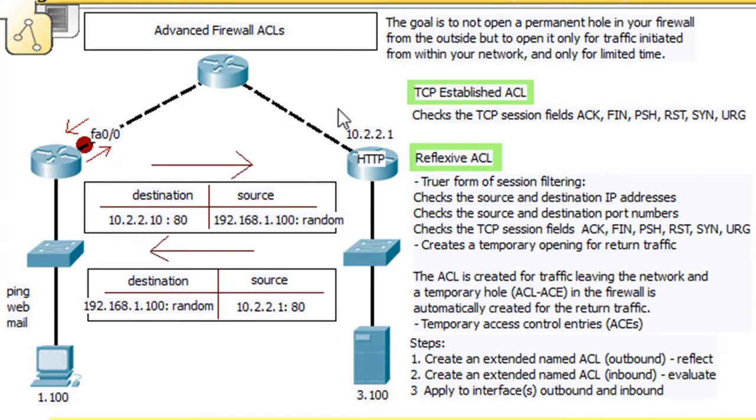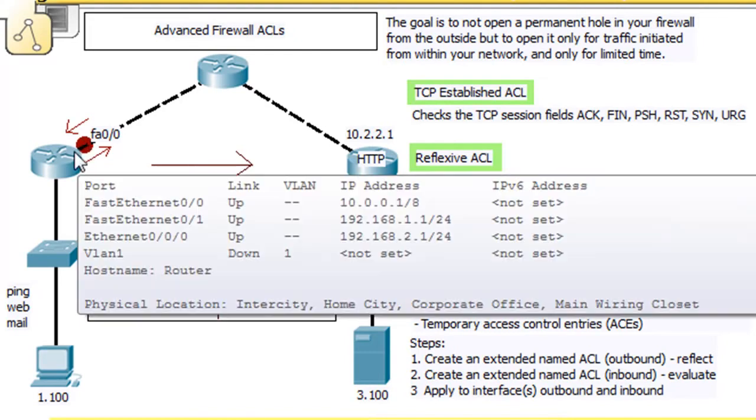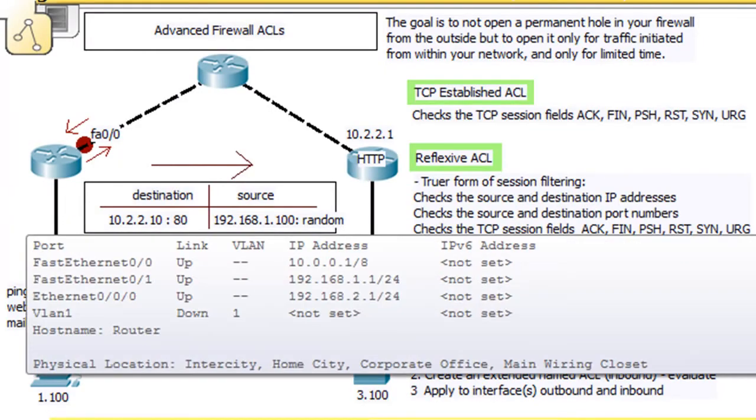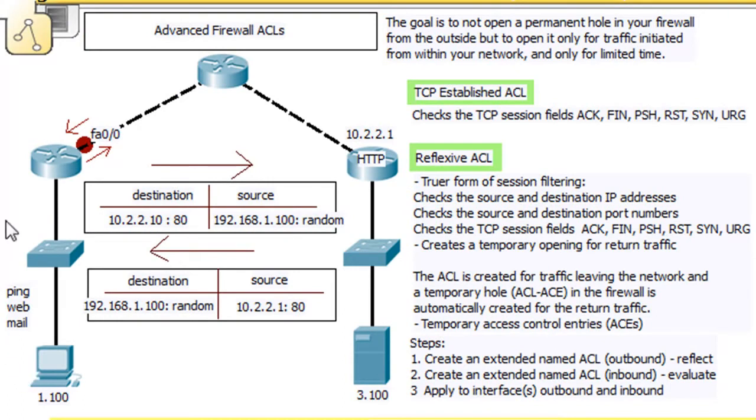And what's the point? Well, with an advanced firewall ACL, the goal is to not open a permanent hole in your firewall from the outside, but to open it only for traffic initiated from within your network, from the inside, and only for a limited time. In other words, if you don't have to open a hole in a firewall, located here, with our network over here, and we don't have to permanently open a hole to let port 80 traffic in, that would be good.